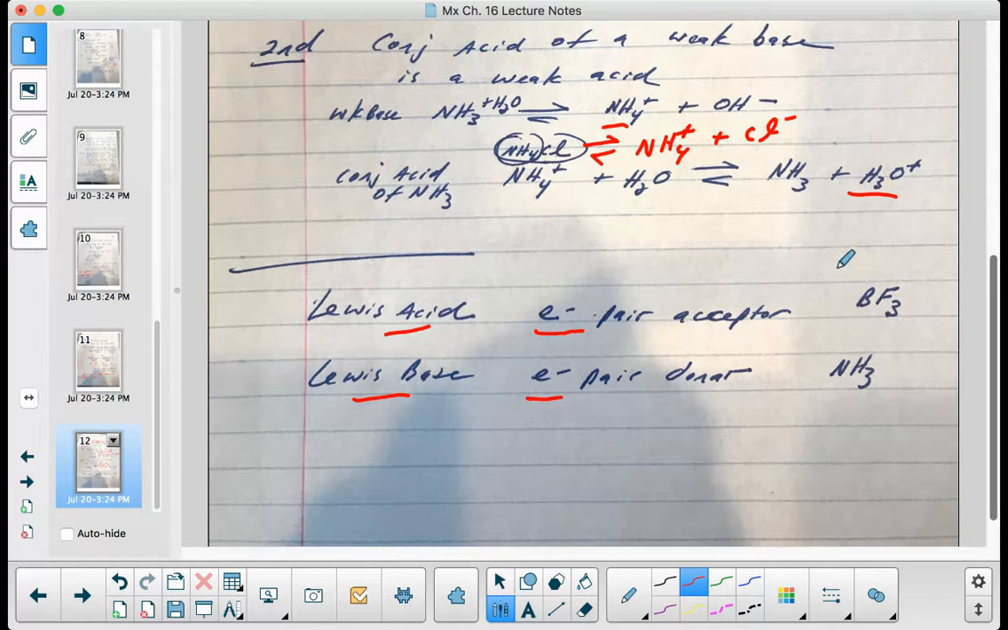And then I give a couple of examples of each. And typically the best way to understand how a Lewis acid or base works, or how to qualify something as a Lewis acid or base, is to draw a Lewis diagram. All right, I think we'll stop right there.